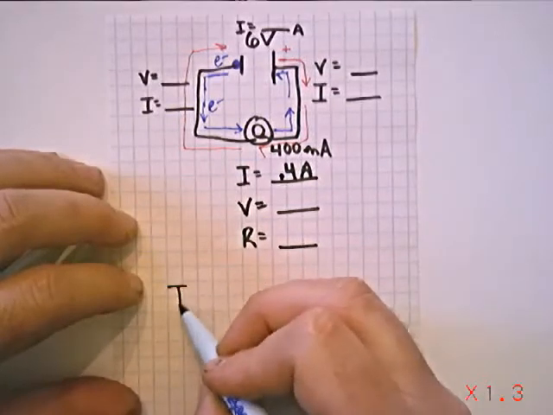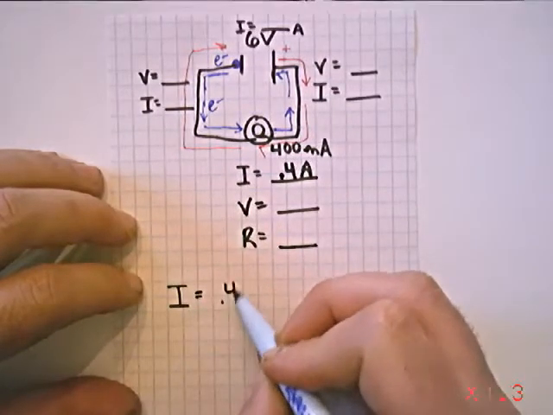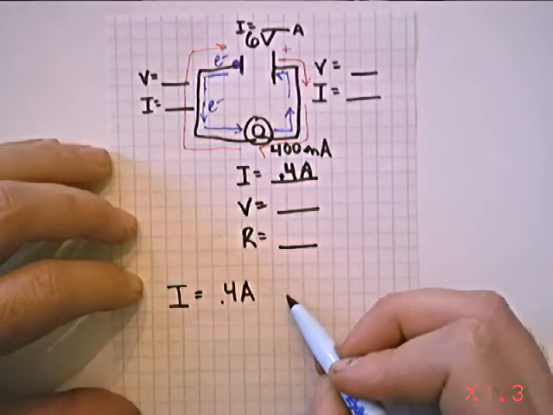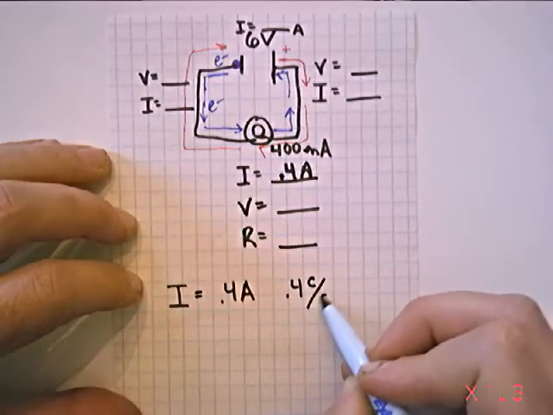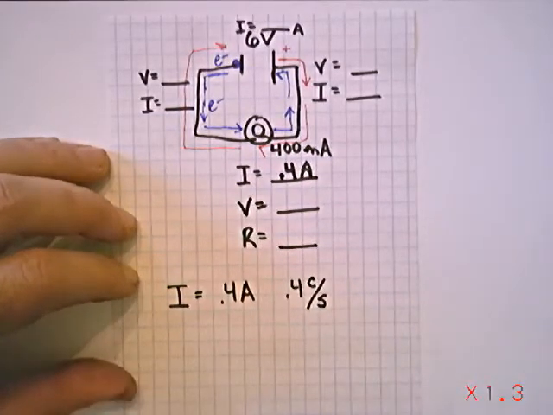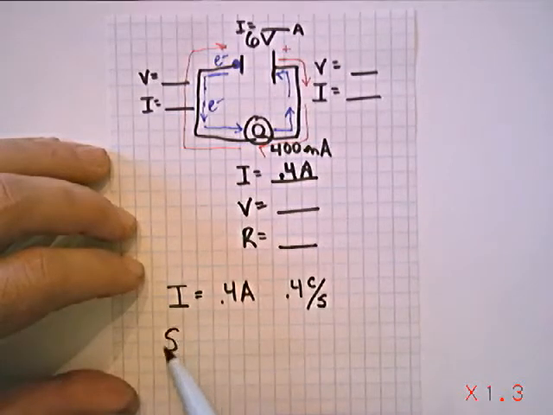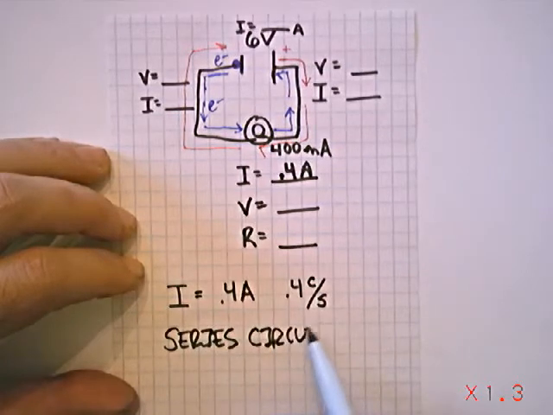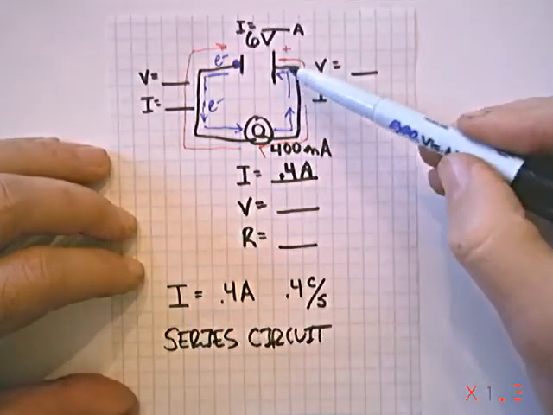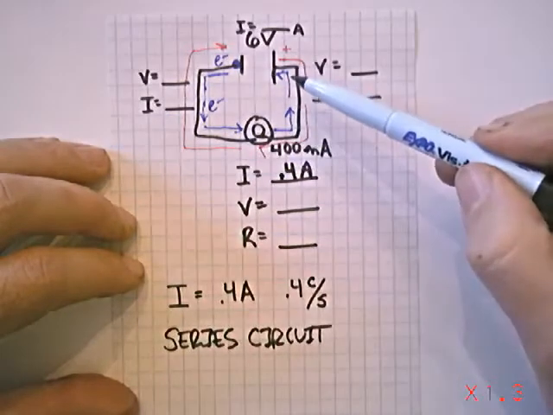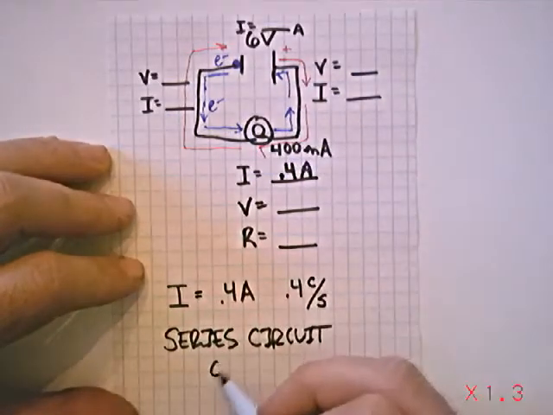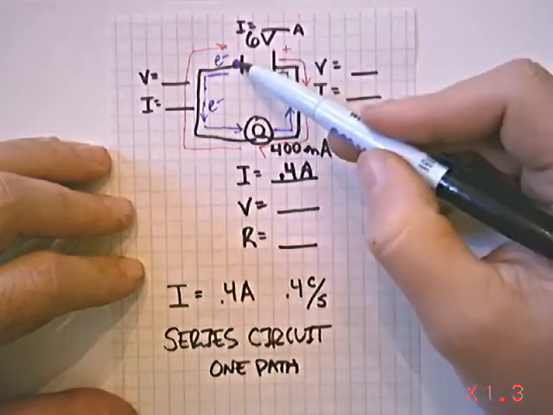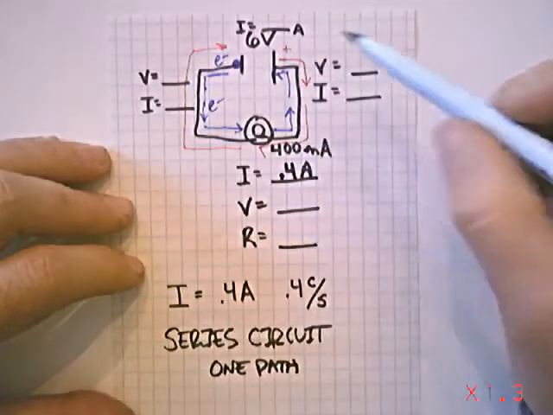Now, when I say the current is 0.4 amps, what I'm really saying is that we have 0.4 coulombs every second moving through every part of the circuit. When you have a series circuit, that's what we have here, the current will be the same everywhere because there's only one way to get back to the battery. So series circuit means we have one path back to the battery. We start at the negative terminal and there's only one way to get back to the battery.